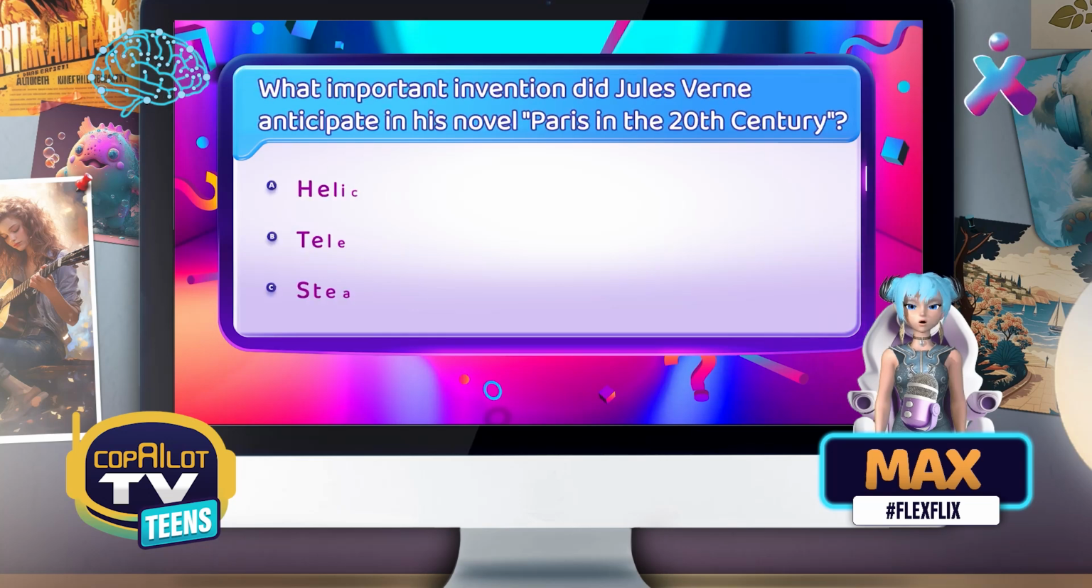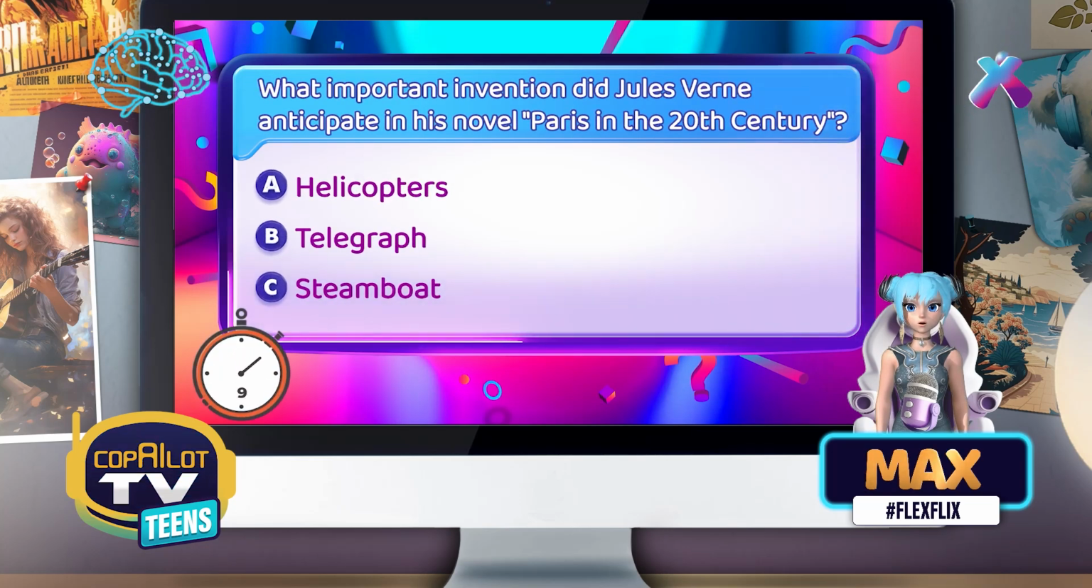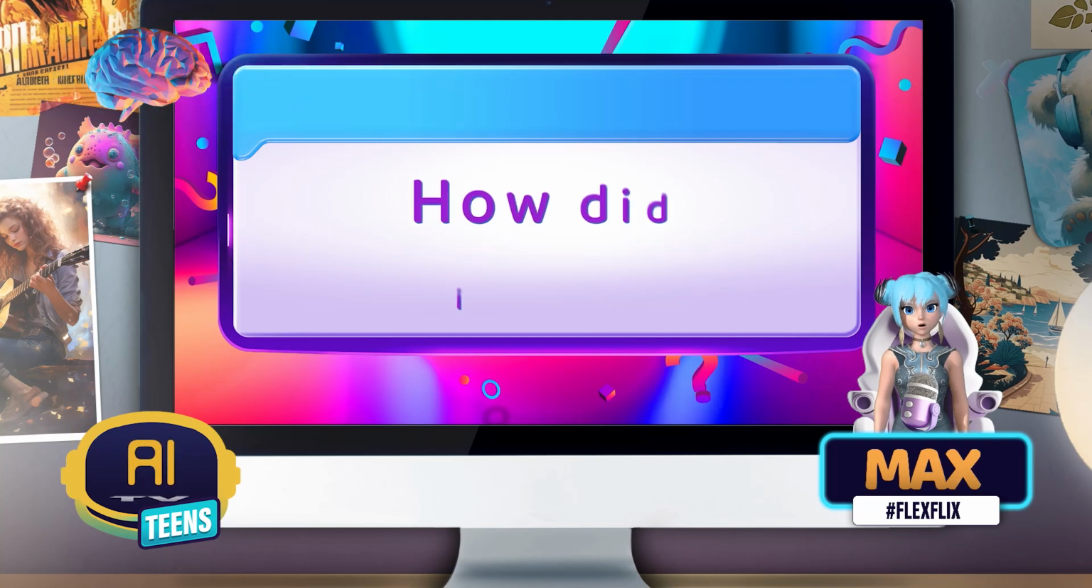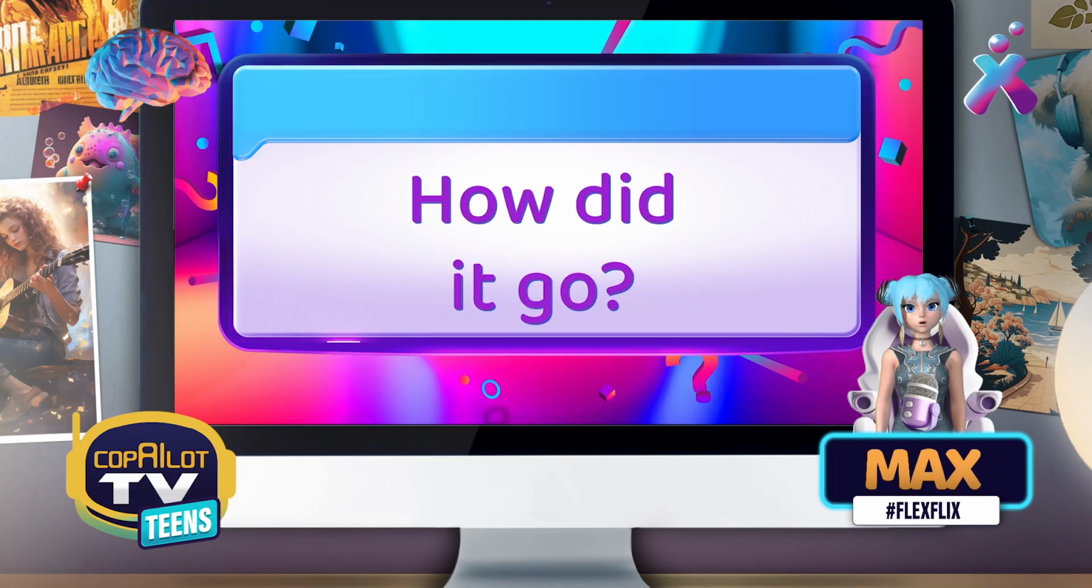All right, folks. Last question. What important invention did Jules Verne anticipate in his novel Paris in the 20th Century? Do you remember? I think it's A, helicopters. Wow, amazing, isn't it? We did great!